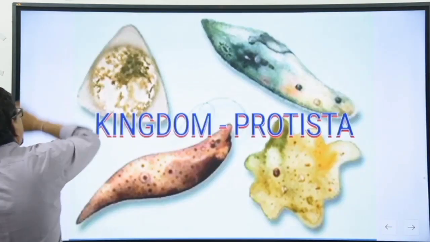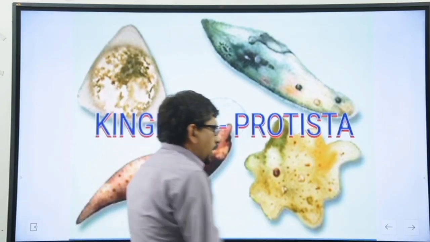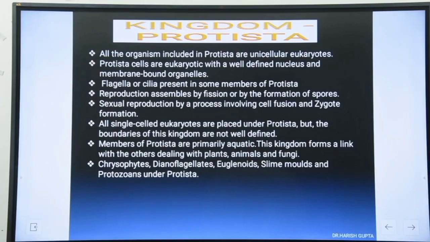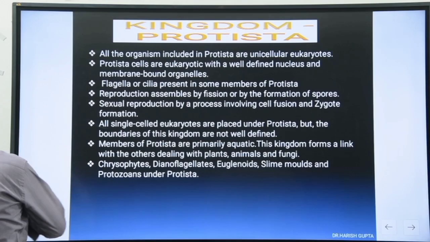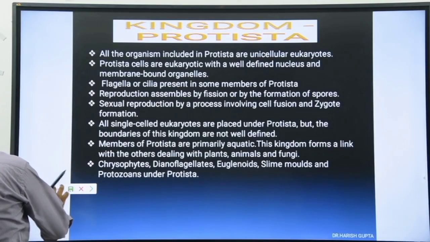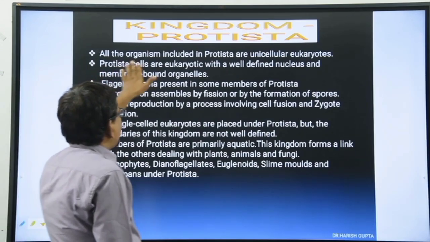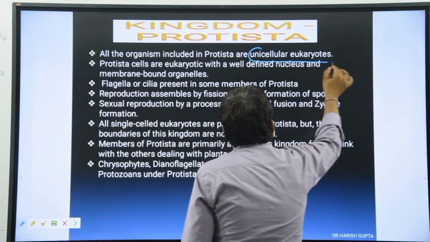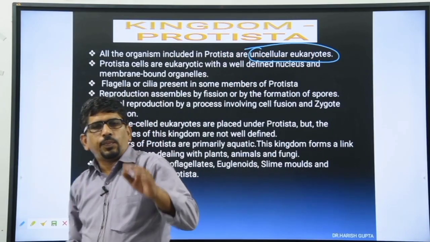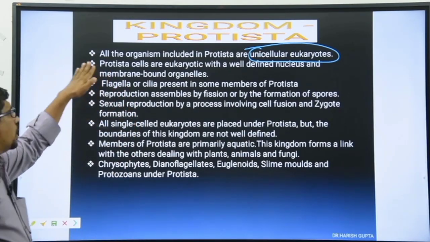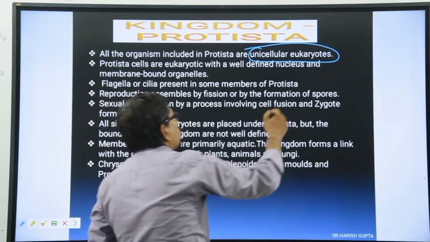Then we discuss next. In this Protista kingdom, we have discussed some important points according to the NCERT, one by one. Here, all the organisms including the Protista are unicellular eukaryotes. This is the first point. Okay? Prepare the notes. You have to prepare notes, the important points. Here, all the organisms including the Protista are known as the unicellular eukaryotes.